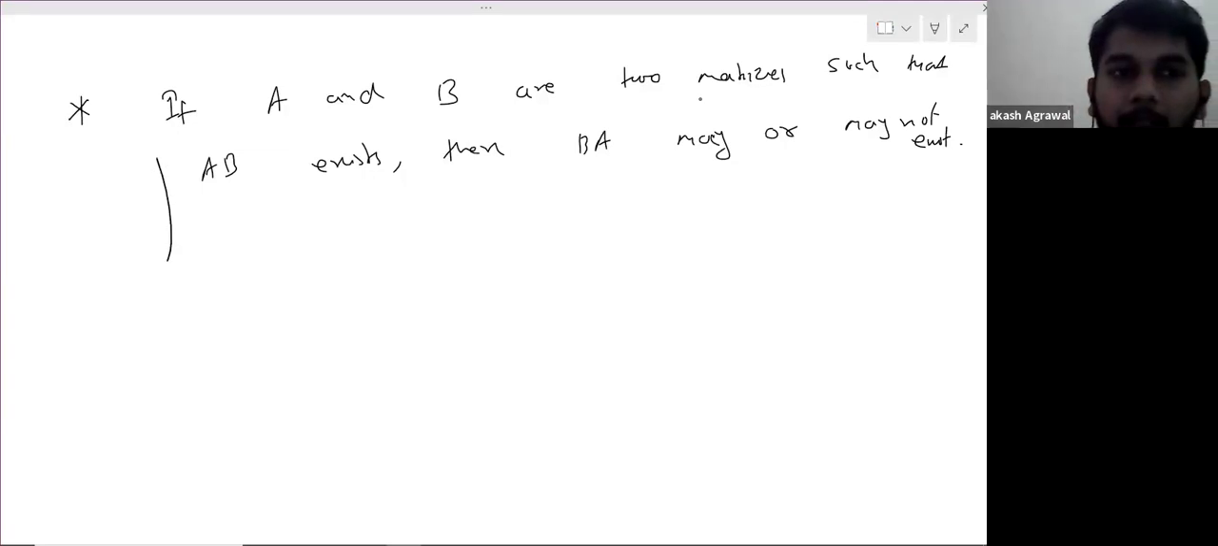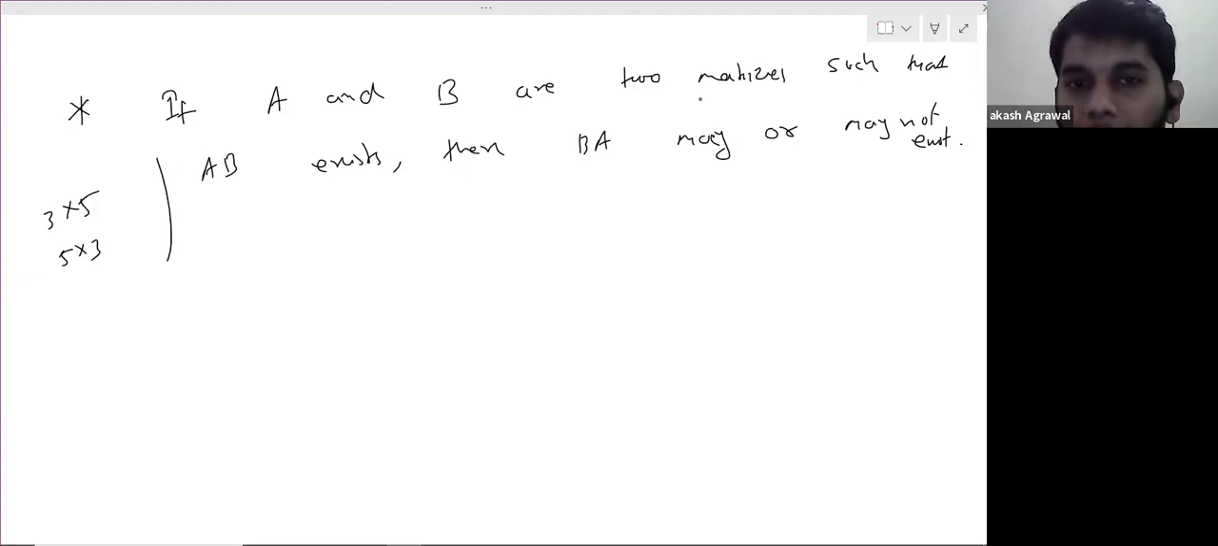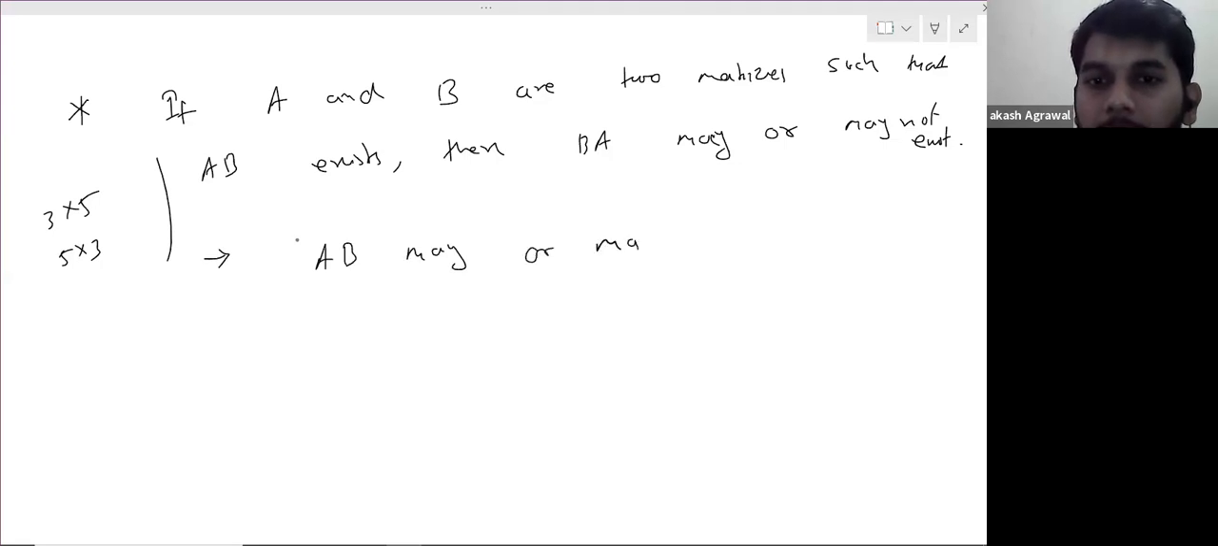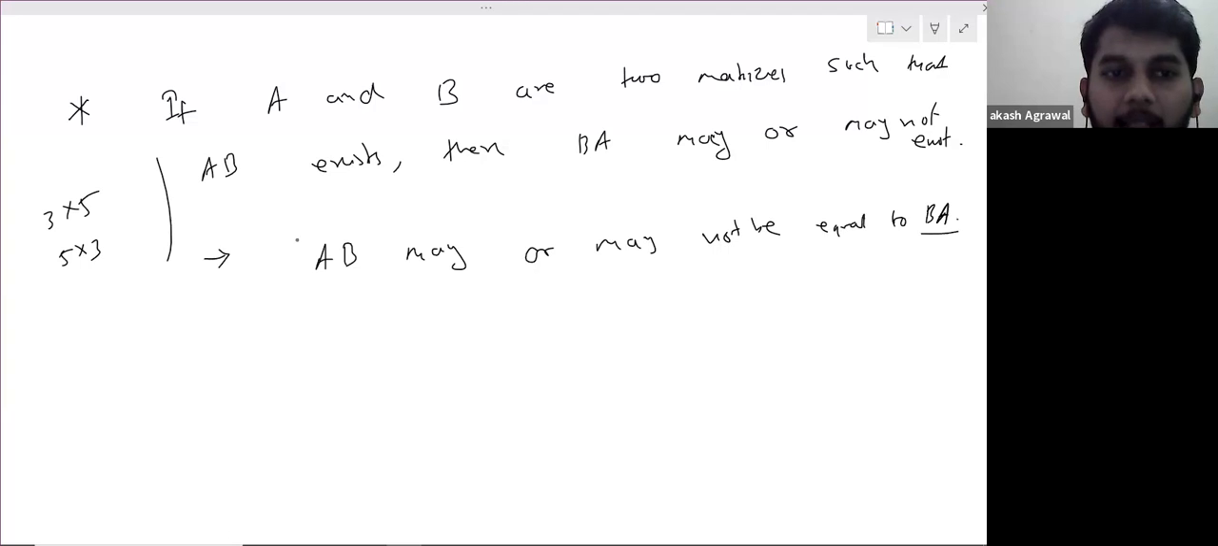Real numbers में हम क्या करते हैं, अगर 3 into 5 possible है तो 5 into 3 भी होता है. Okay, but ये matrices में ऐसा नहीं होता. Order पलट गया तो हो सकता है कि वो possible ही नहीं है. तो इससे हम एक चीज और बोल सकते हैं कि AB may or may not be equal to BA. BA exist करेगा या नहीं ये भी नहीं पता, और equal होगा या नहीं ये भी नहीं पता. ठीक है, अगर exist करता भी है तो जरूरी नहीं है कि वो equal होगा. Is it correct? Both of you?